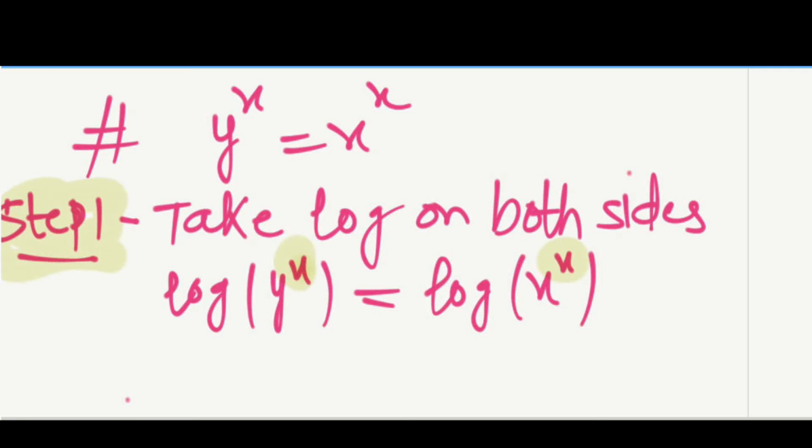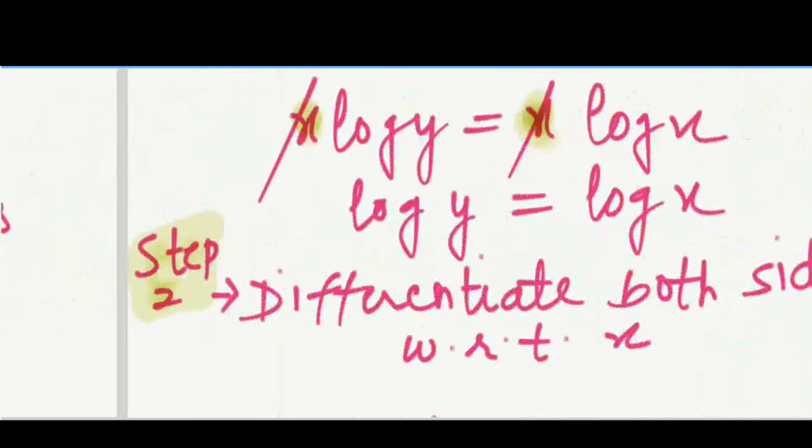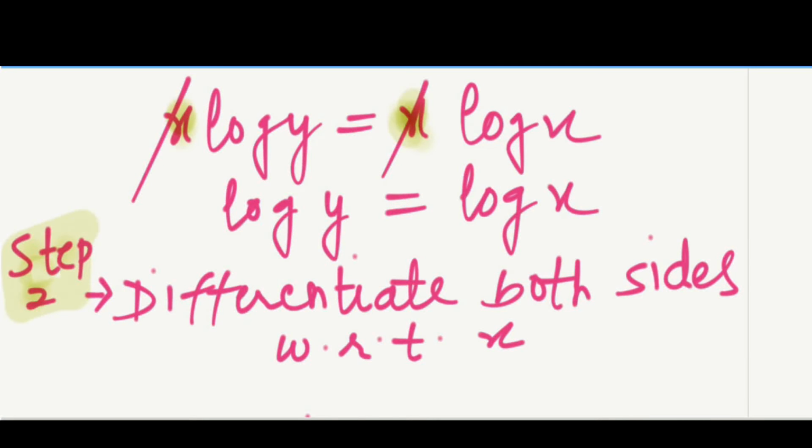That means when you take log of y raised to power x, and on the right side you take the log of x raised to power x. Now the powers are taken to the left, it becomes x log y equals x log x. Now these x cancel out, so you are left with log y equal to log x. After that, the second step is to differentiate both the sides.